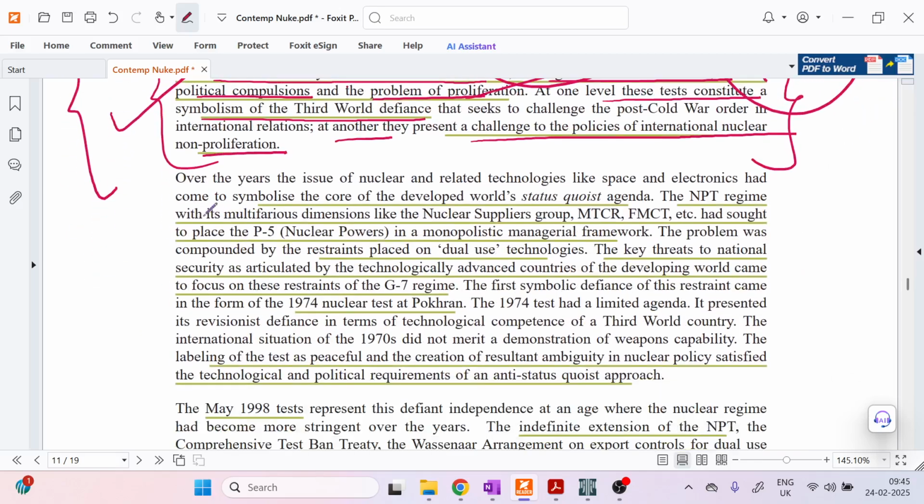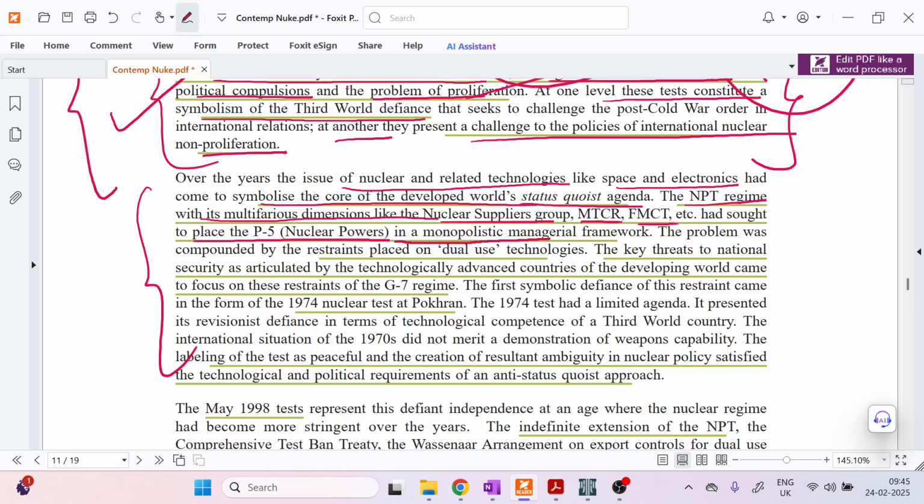Then the next paragraph. So over the years, the issue of nuclear and related technology like space and electronics had come to symbolize the core of the developed world's status quo agenda. The NPT regime, with its multifarious dimensions like the Nuclear Suppliers Group, MTCR, FMCT, had sought to place the P5 nuclear powers in a monopolistic managerial framework.